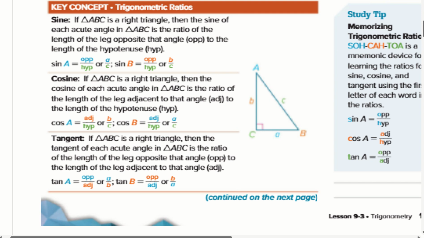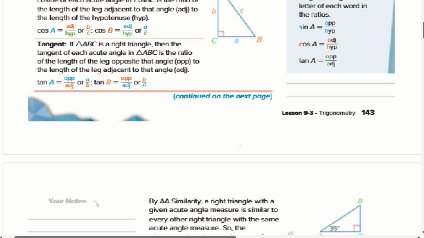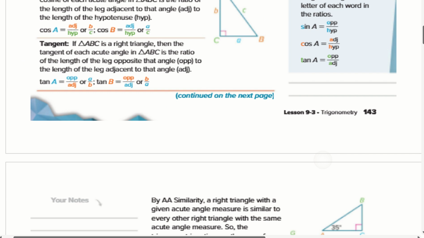So sine is opposite over hypotenuse, and the way we remember it usually is through SOHCAHTOA. Sine is opposite over hypotenuse, cosine is adjacent over hypotenuse, and tangent is opposite over adjacent. SOHCAHTOA is the mnemonic device to help us remember. All right, so we're going to show you what this looks like.